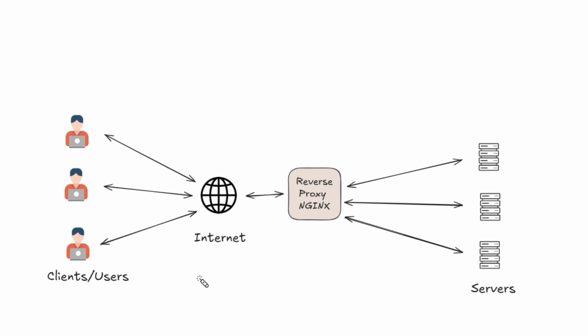This is a bit different from the forward proxy, which I have explained in the last video, where the forward proxy sits between the client and the internet. So in the case of the forward proxy, this part will be before the internet. Whereas the reverse proxy application or server will sit between the backend servers and the internet.